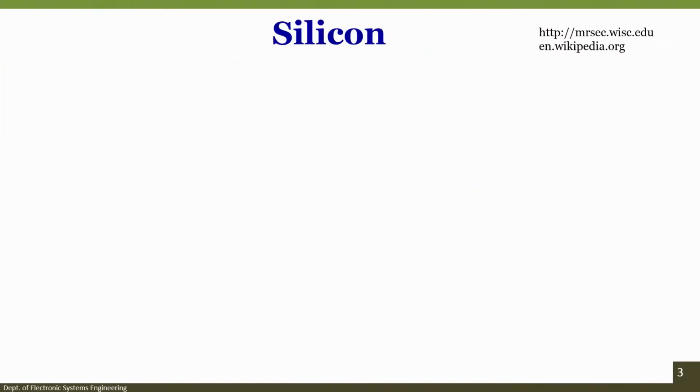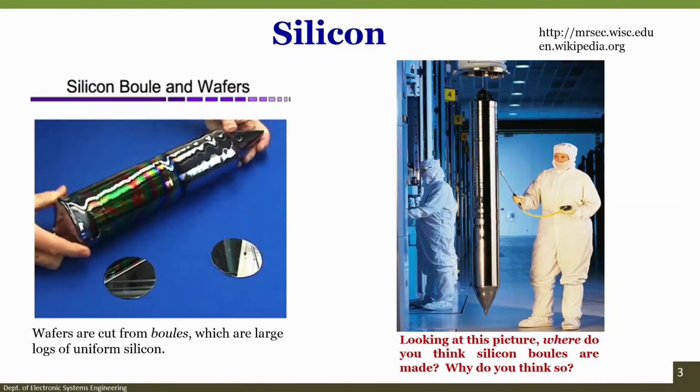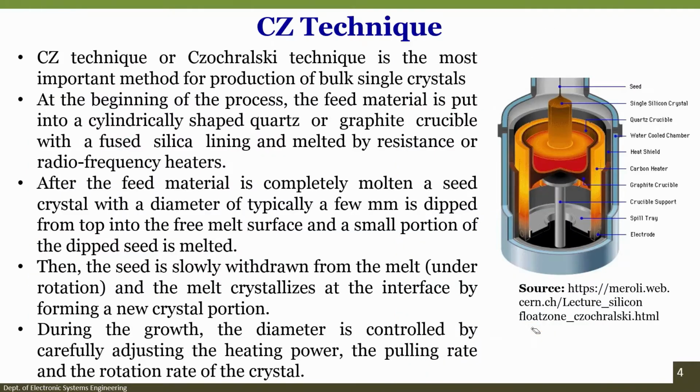If I go to the next slide, silicon boules and wafers, if you see this picture, you will understand that the silicon boules are made in a class 10, class 100 kind of clean room environment. These are called foundries, silicon foundries, and the wafers are cut from the boule, which is right over here. The reason for fabricating this boule inside the clean room is to make sure that there is no contamination. So a silicon ingot or boule is what we say.